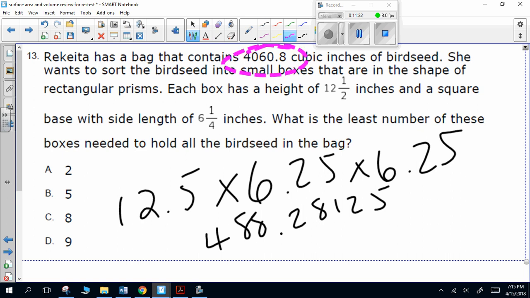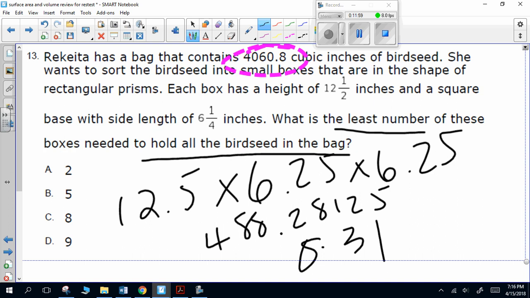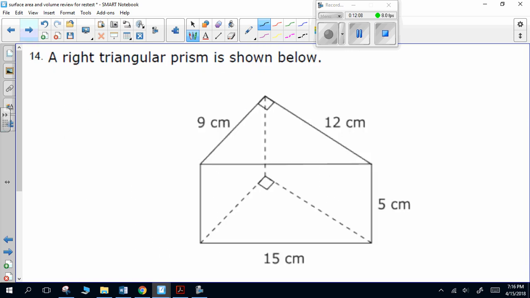All right, she's got this much birdseed. So we need to divide 4,060.8 by 488.28125. And that gives you 8.31. And it says, what is the least number of boxes to hold all the birdseed? So it's 8.31, but she needs to put all the birdseed in. So she's going to have 8 full boxes, but then this has to go in a different box, so it's 9.